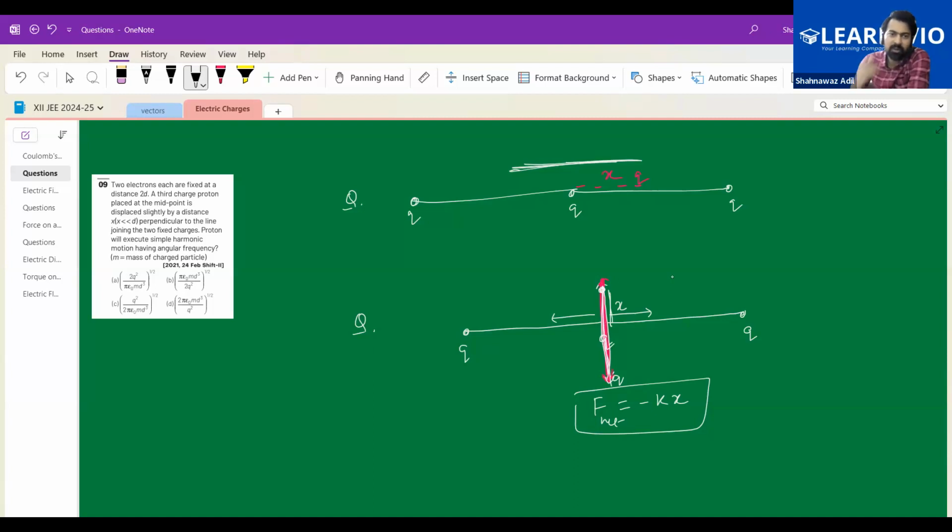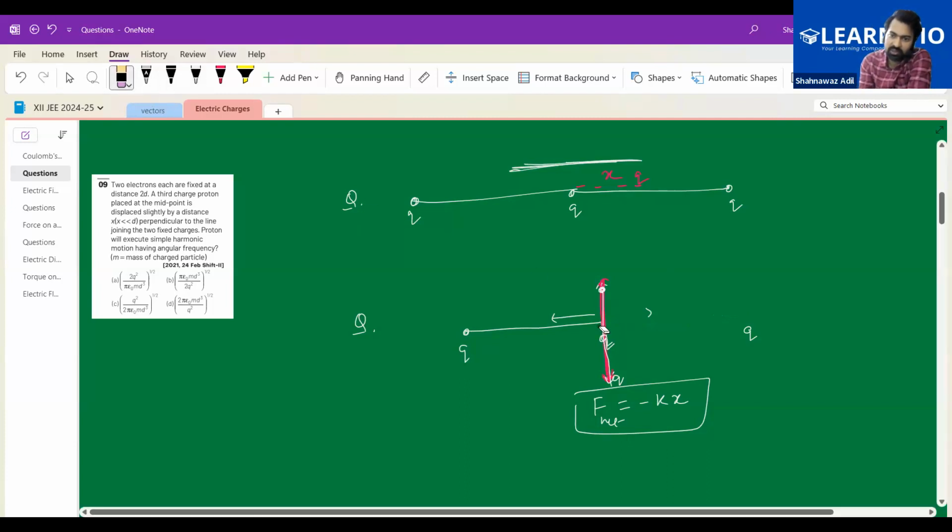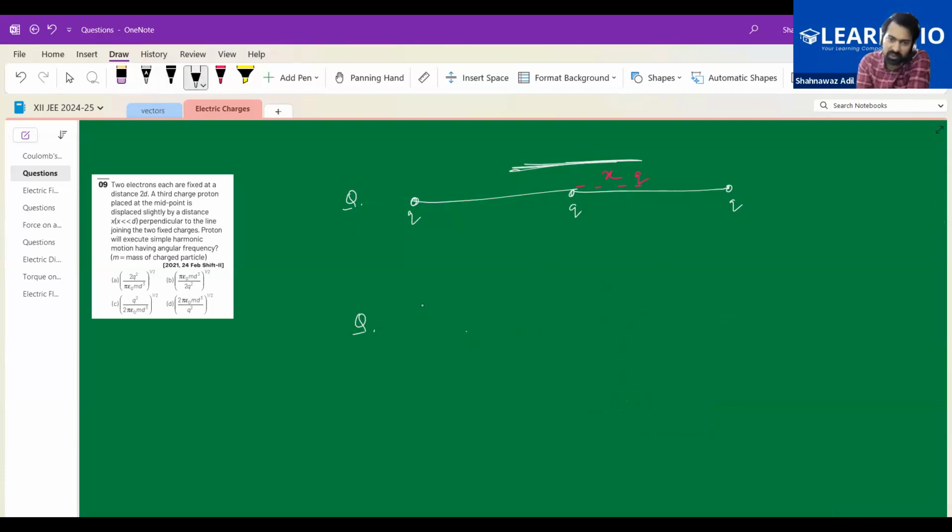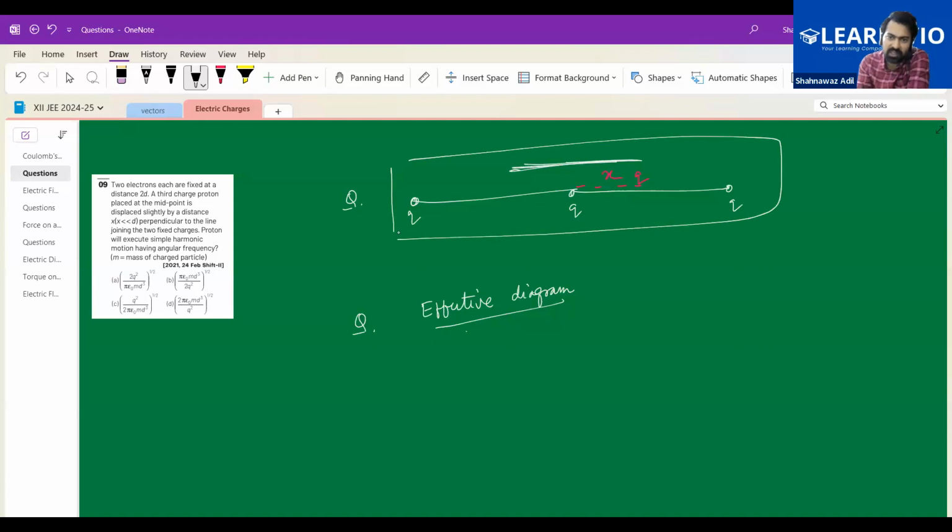And how many contributions would be there if we draw the free body diagram? There are only 2 charges, right? Yes, sir. So let me draw the effective diagram. You have already understood the effective diagram of this thing. So if this is clear, then this would be clear for you, right?